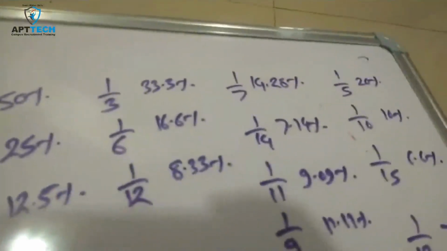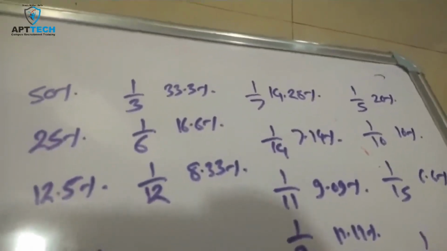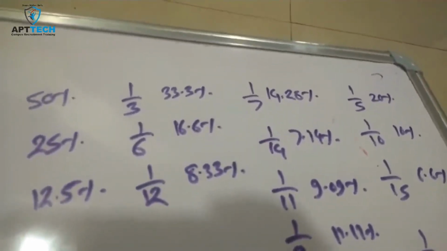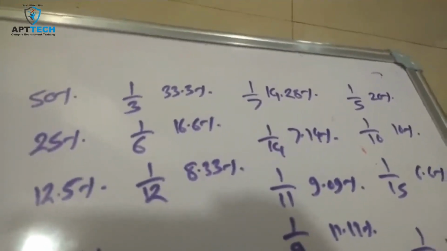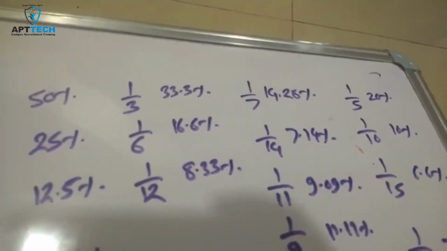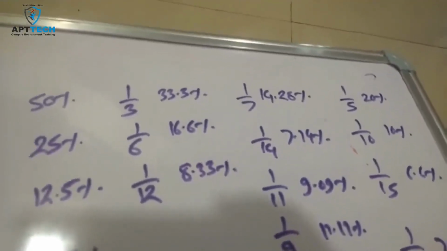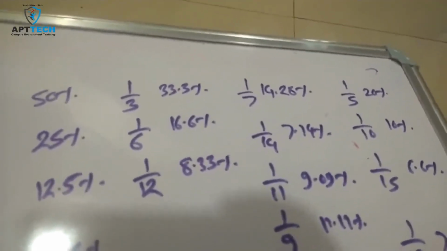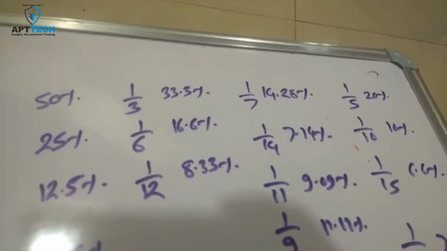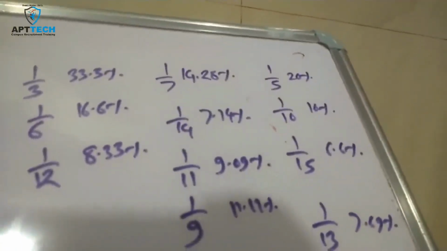Now the second family is 1 by 3 and its order. 1 by 3 is 33.3, as we have discussed before; the 100 by 3 value is propagated for 1 by 3. Half of 1 by 3 is 1 by 6, so the value will be half, 16.6. Then half of 1 by 6 in value, denominator doubled, is 1 by 12, so the corresponding value will be 8.33.